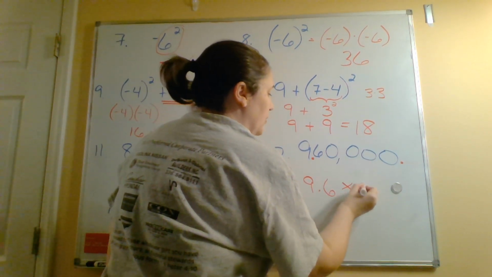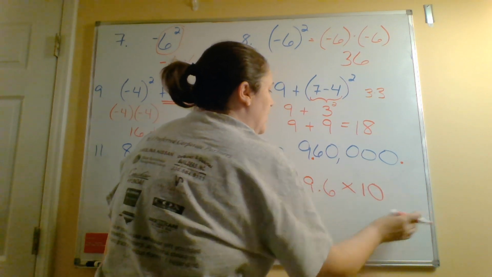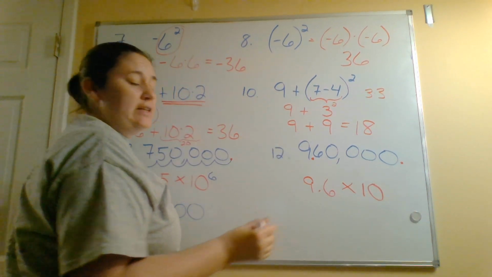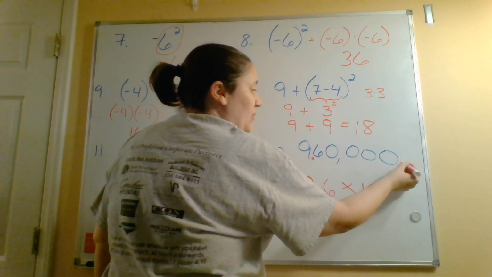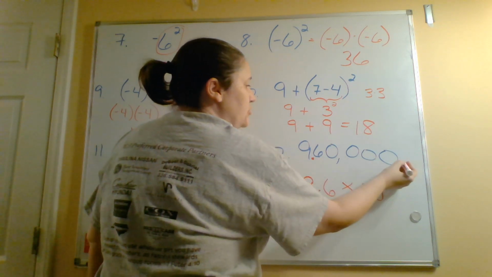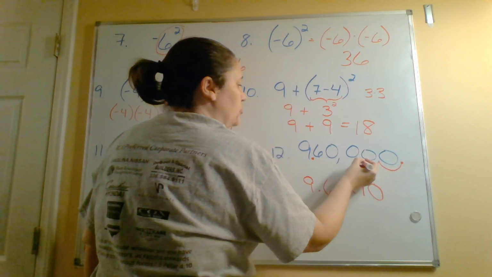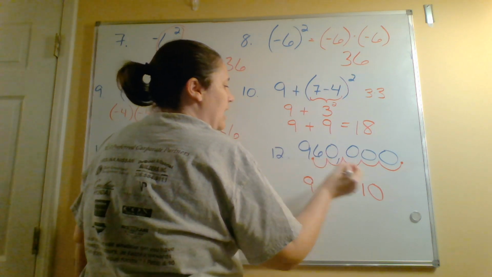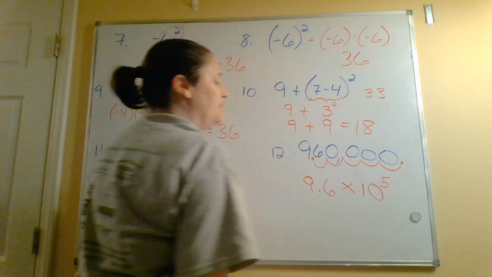Now you write down your times 10 and see how many times we moved the decimal point over. It was all the way back here, now it's here, so count. 1, 2, 3, 4, 5. I moved the decimal to the left 5 times.